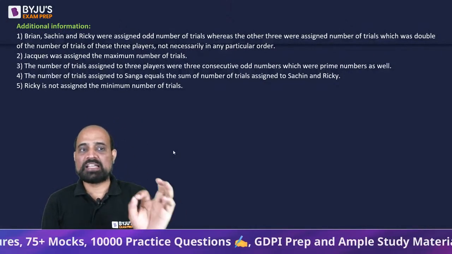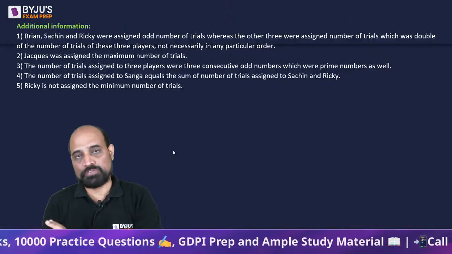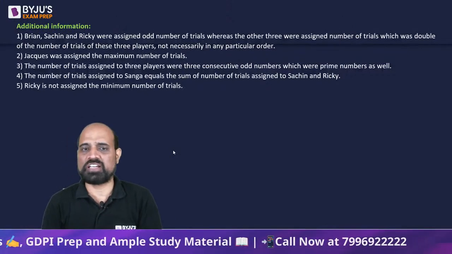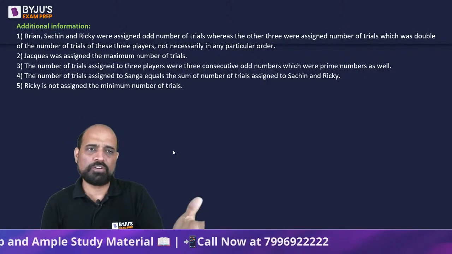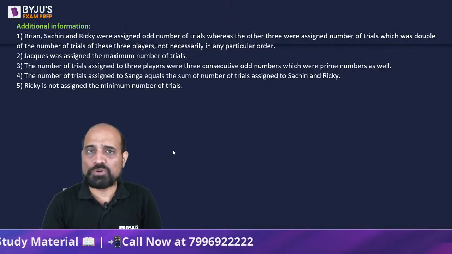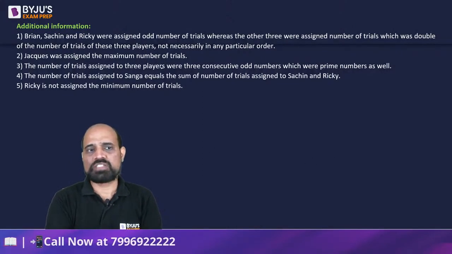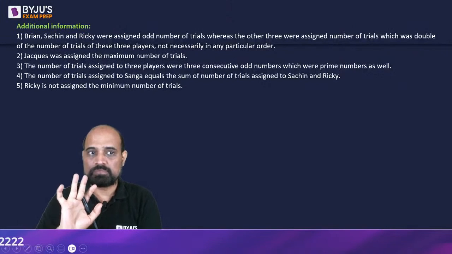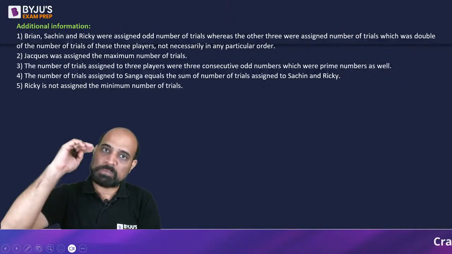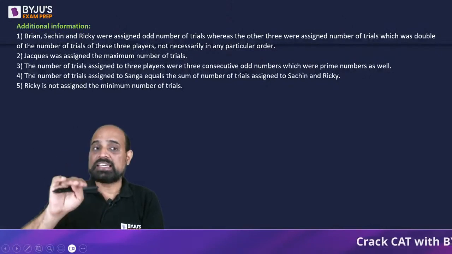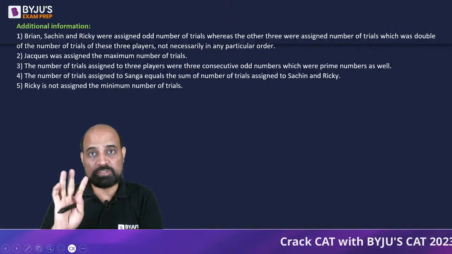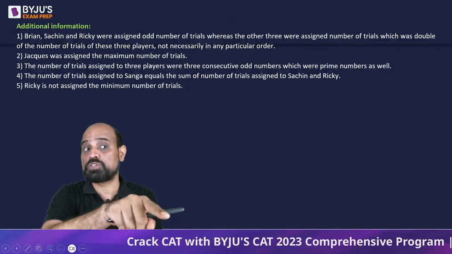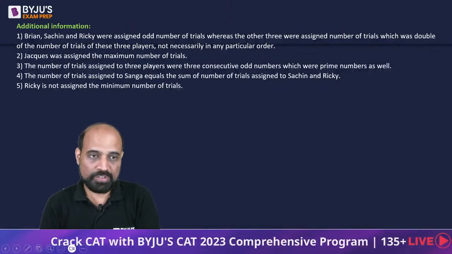So we are given that Brian, Sachin and Ricky were assigned odd number of trials, whereas the other 3 were assigned number of trials which was double of the number of trials of these 3 players, not necessarily in any particular order. Which number we are going to give for Brian, Sachin and Ricky, we have no idea. Okay? Jack was assigned the maximum number of trials. Maximum number of trials means the number written on the chit. So the number written on Jack's chit is the largest number. On Brian, Sachin and Ricky's chits the numbers written are odd numbers, and there are 6 friends, and the other 3 friends have numbers on their chit which is double the number which Brian, Sachin and Ricky have.